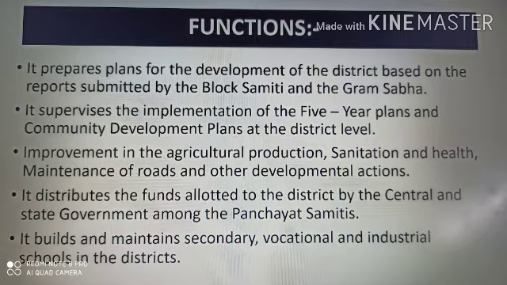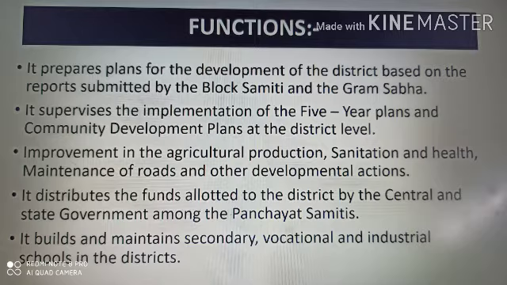It distributes the funds allotted to the district by the central and state government among the Panchayat Samitis. Now suppose the state government has given them 1 crore rupees for the development of the particular district. Now that 1 crore rupees has to be equally divided among all the Panchayat Samitis. Then the Panchayat Samitis will in turn divide it among the Gram Panchayats.